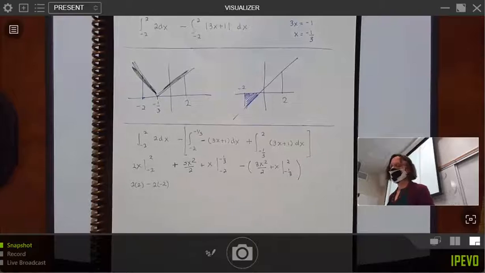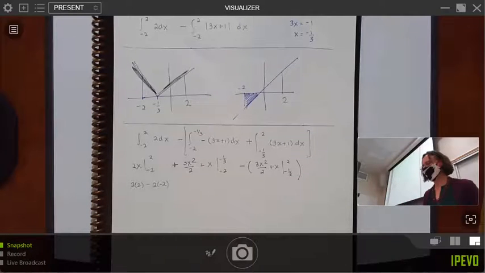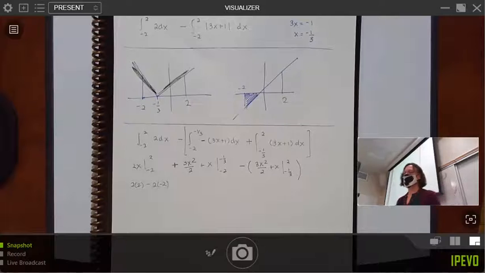Plug stuff in. I'm going to skip that part in the interest of making sure that we get to talk about more things. I think that this is significantly more gross than what you're going to see on a test, just given the time constraints of a test.